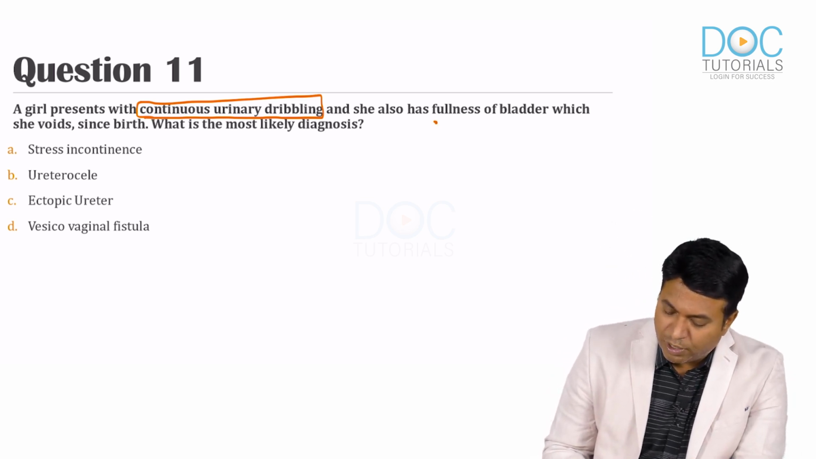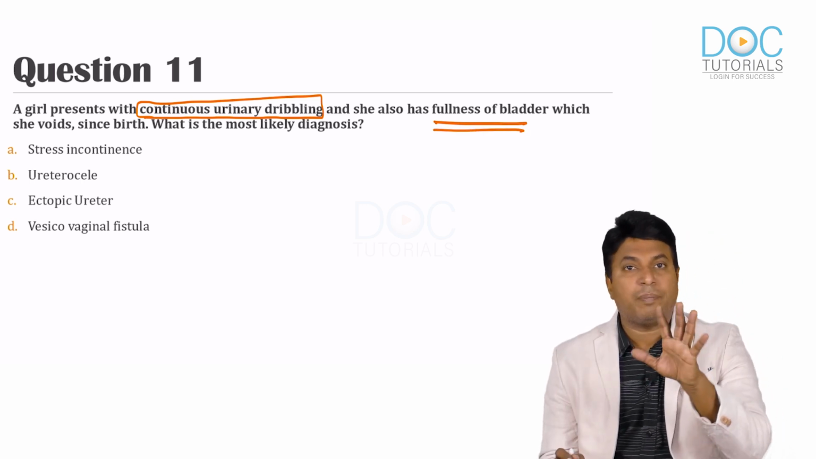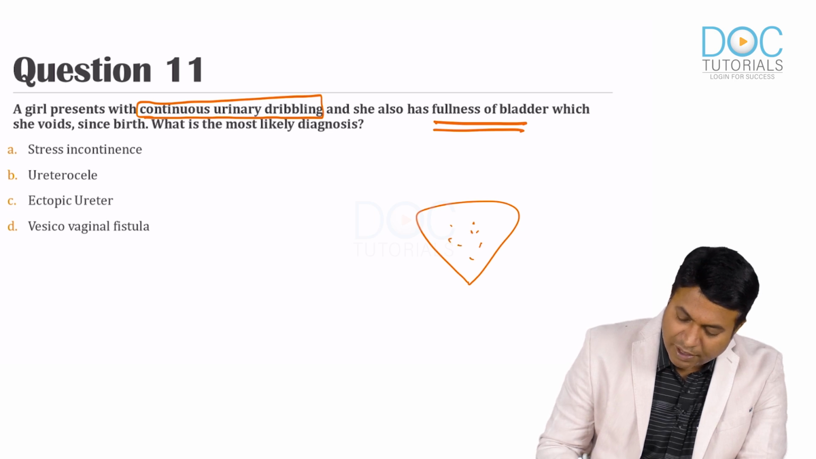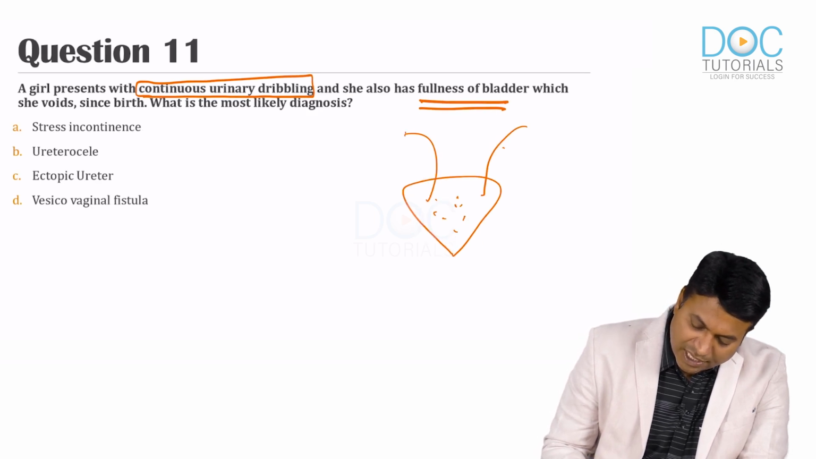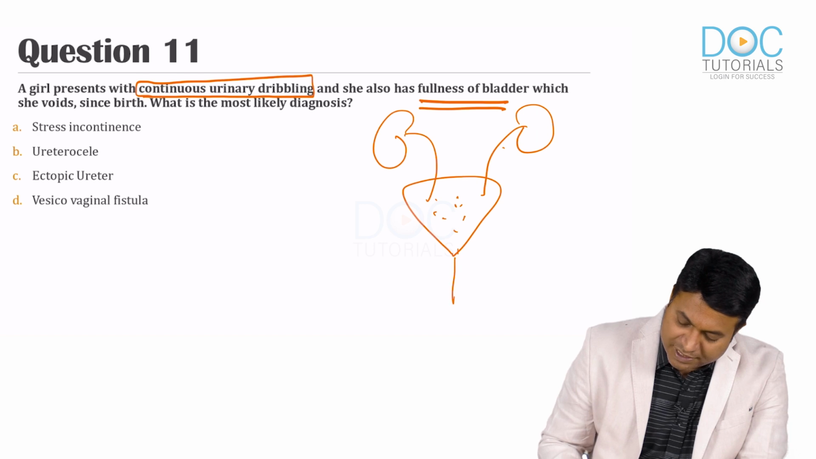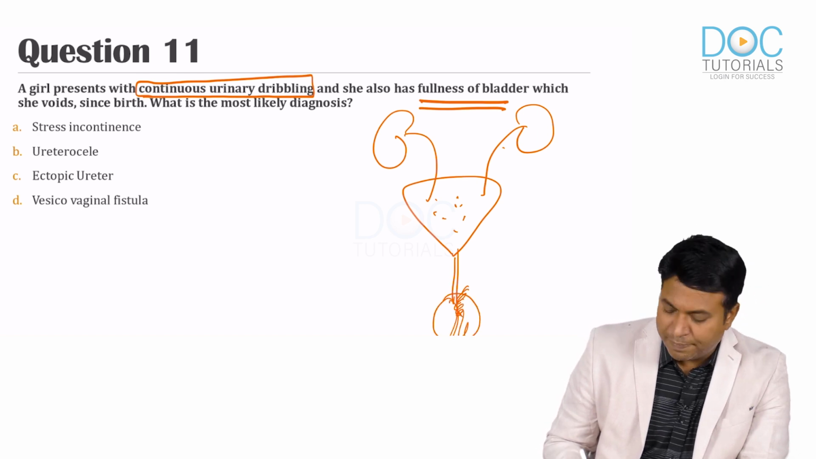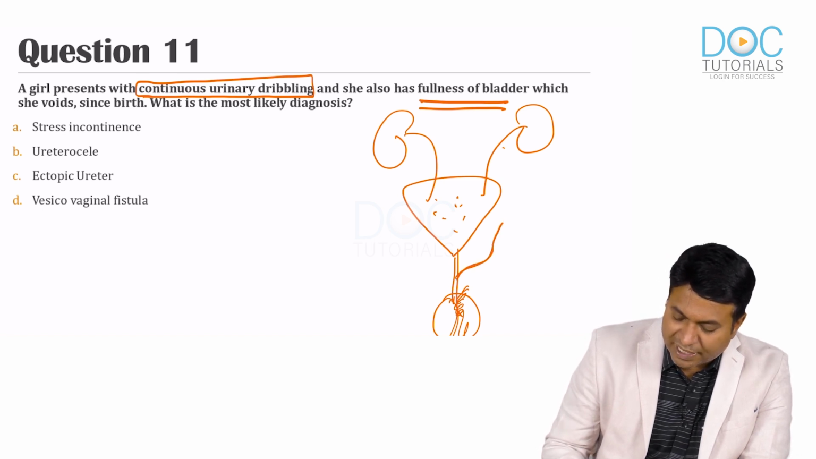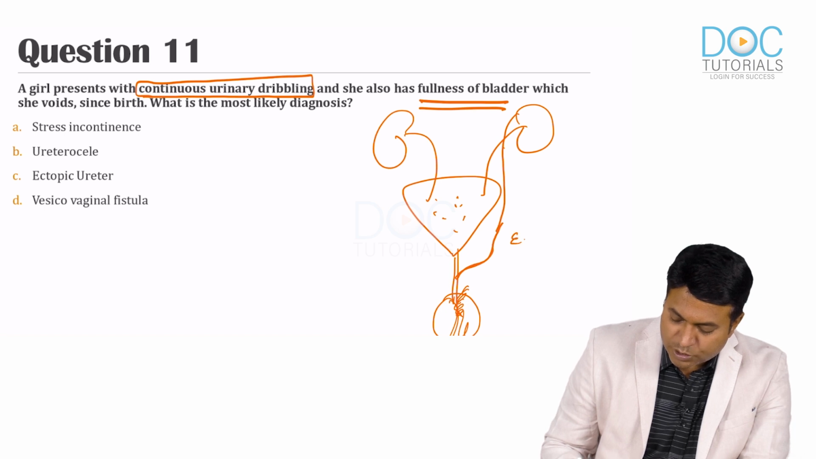She is also having fullness of bladder. She could also pass urine in between. That means her bladder is getting filled from the ureters. Apart from that, she is having a continuous dribbling in the vagina, meaning there is an ectopic ureter connected to the urethra like this. So this is a typical case of ectopic ureter.